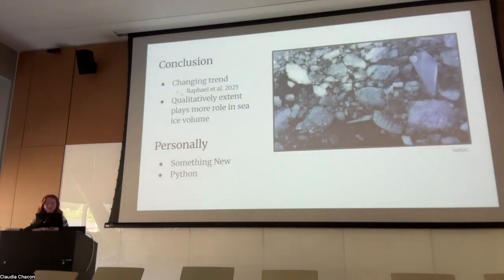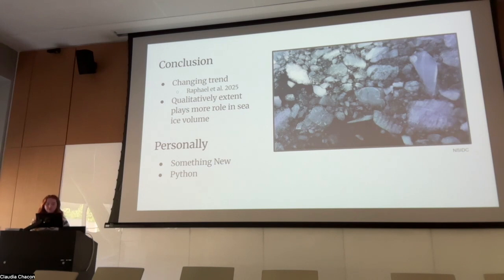In conclusion, there has been a changing trend in sea ice these past few years. This is supported by Raphael et al., whose team determined that these changes were unlikely to be due to chance and suggested that Antarctica might be undergoing a structural change. In addition, quantitatively, extent plays more of a role in sea ice volume than does sea ice thickness.